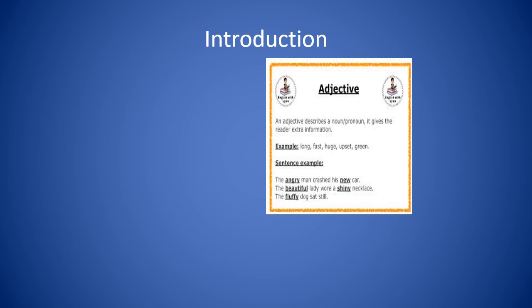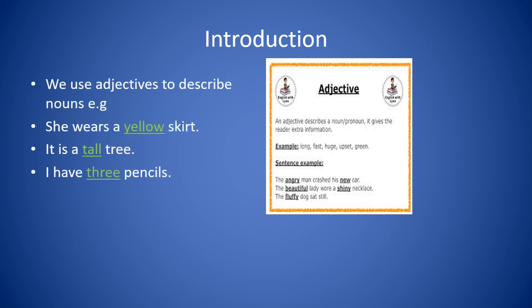Introduction. Today our topic is adjective. Dear students, you already have learned this topic in your previous classes as what an adjective is. An adjective describes a noun or pronoun. It gives the reader extra information about the noun. We use adjectives to describe nouns. For example, she wears a yellow skirt. It is a tall tree. I have 3 pencils.